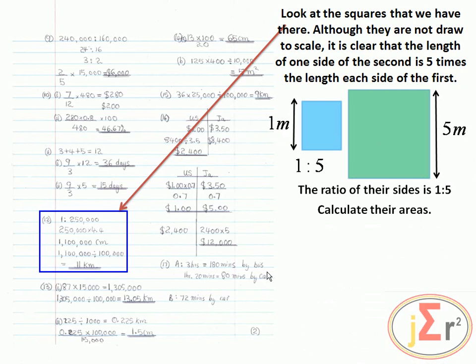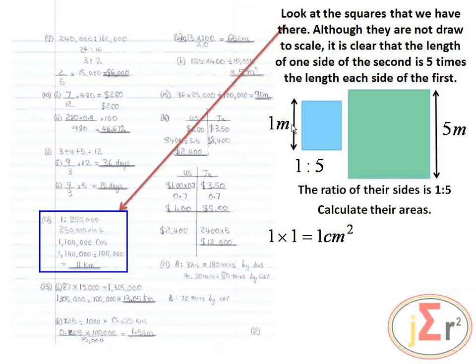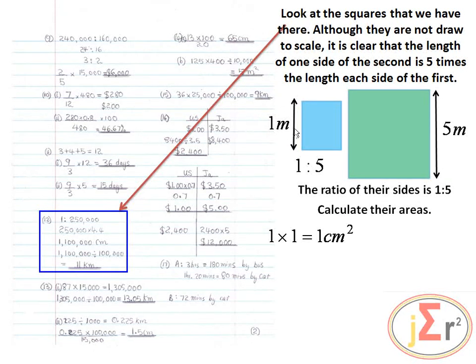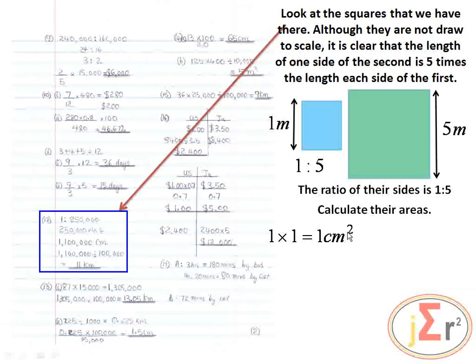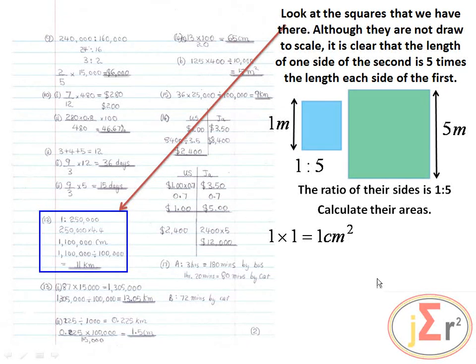Calculate their areas. The area of a square or any rectangle may be found by saying length times width. But for a square, the length and the width are the same. So we have 1 multiplied by 1, and that is equal to 1 centimeter squared. And the other one, we have 5 multiplied by 5, which is equal to 25 centimeters squared.